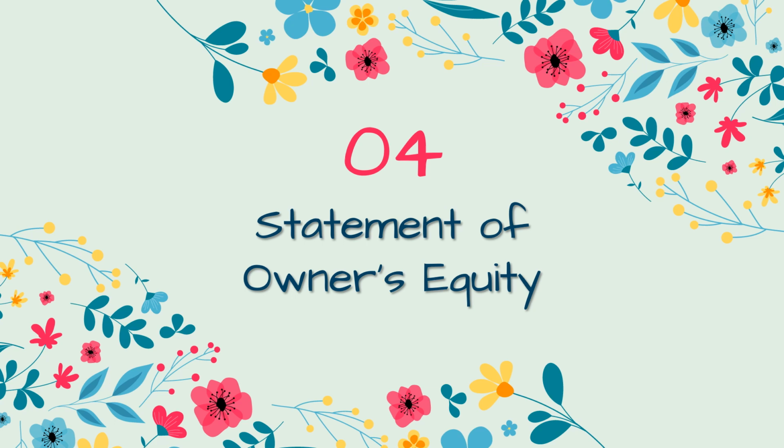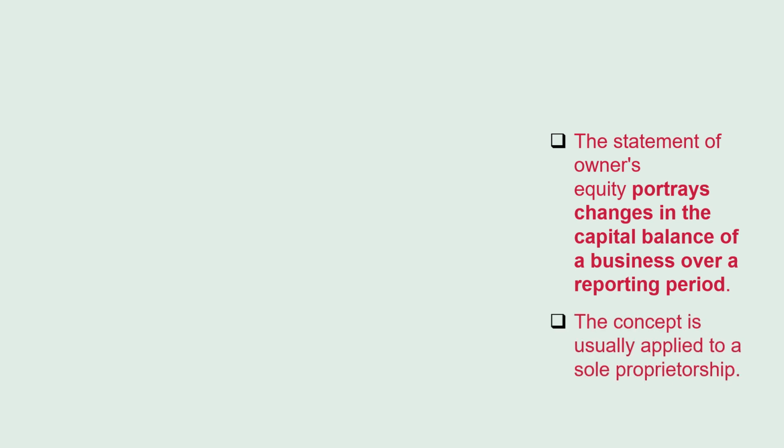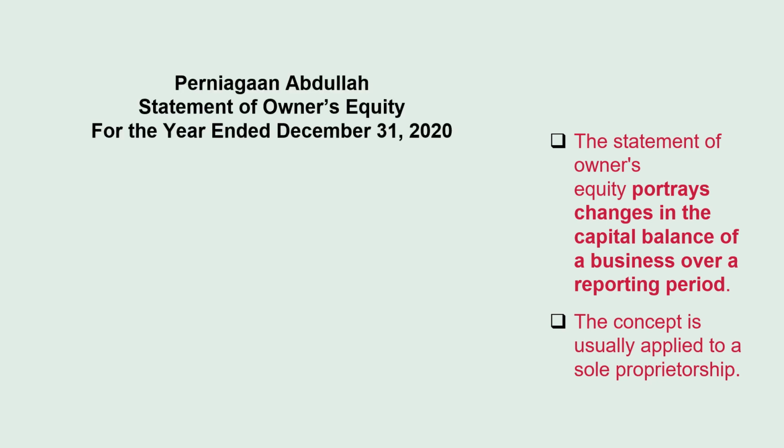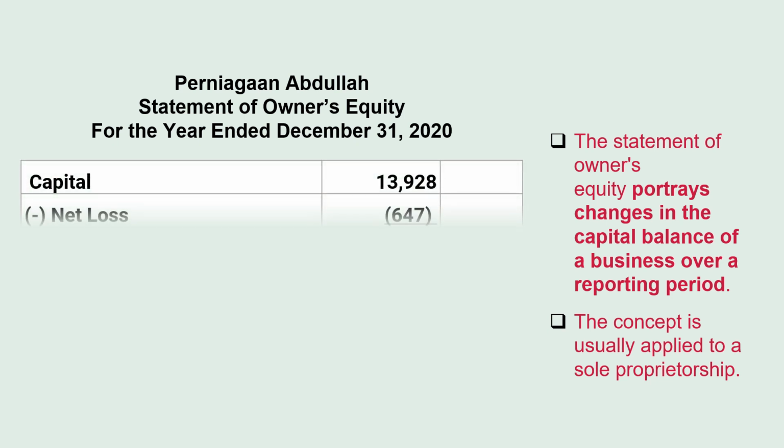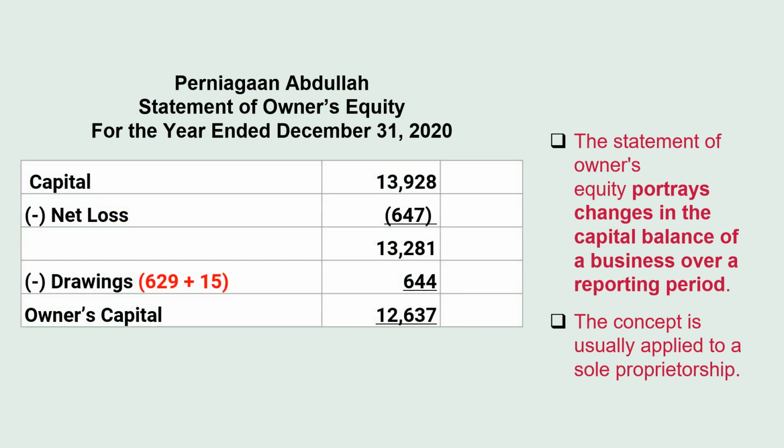Statement of owner's equity. The statement of owner's equity portrays changes in the capital balance of a business over a reporting period. The concept is usually applied to a sole proprietorship. From the adjusted trial balance, arrange all the accounts involved with the statement of owner's equity that have been identified earlier. Write the title first, then capital minus net loss minus drawings equals owner's capital 12,637.